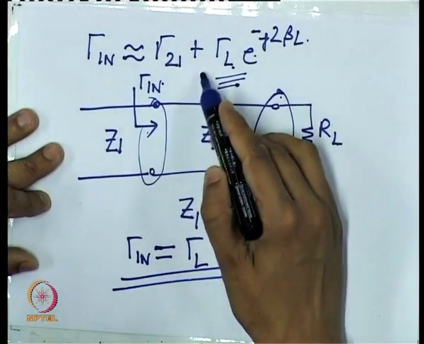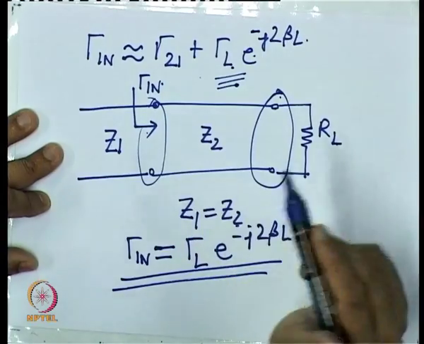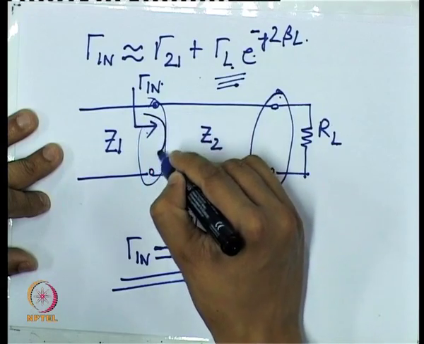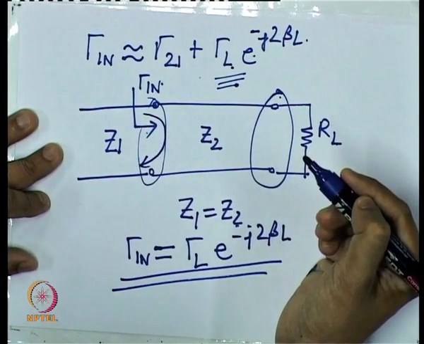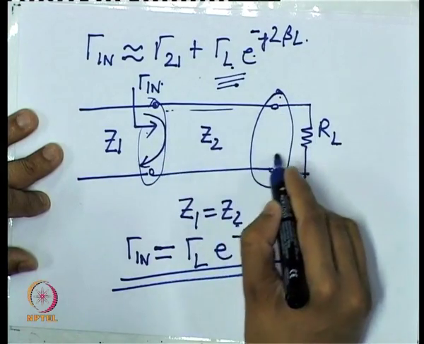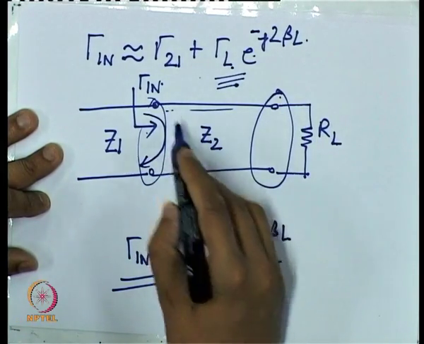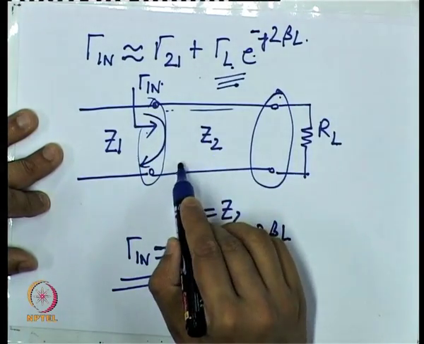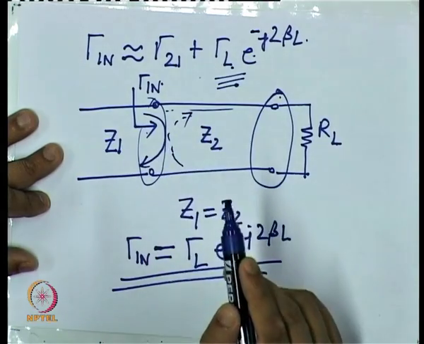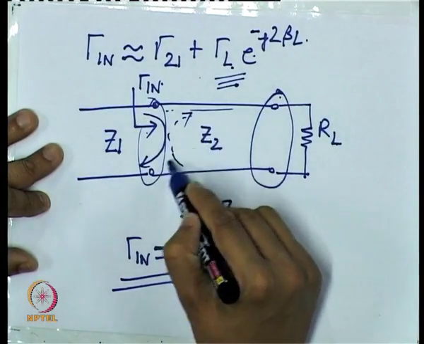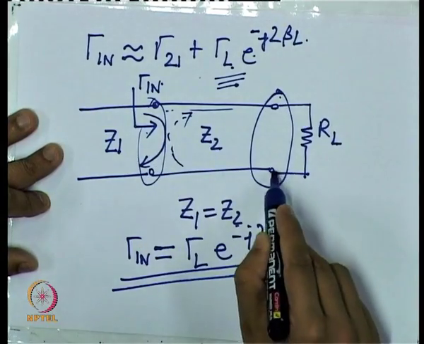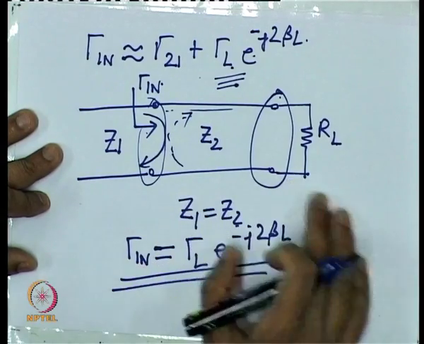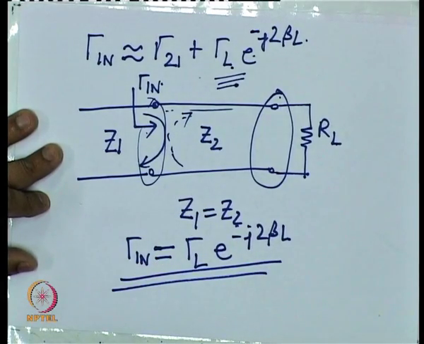The reason we can do this is that we are only considering a single level of reflection, which means one reflection is happening due to the mismatch between Z1 and Z2, and the other reflection at the load end. By making this simplification, we are not considering the second level reflections that might happen here, that is, the reflected wave being re-reflected at junction 1. That is the simplification we are making, and it is valid because the mismatch between Z1 and Z2 is very small.